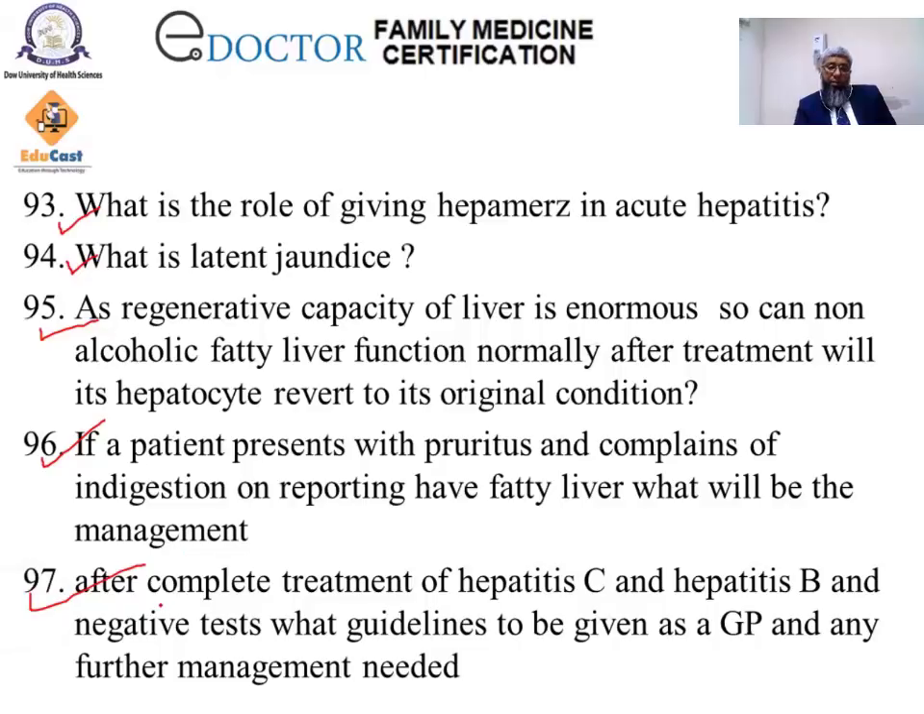Question number 97. After complete treatment of hepatitis C and hepatitis B and negative test, what guidelines to be given as a GP and any further management needed? For hepatitis C or hepatitis B, if you have treated, and the patient was non-cirrhotic, you don't need to put them on anything. But if the patient is cirrhotic for hepatitis C, place them on 6 monthly HCC surveillance, hepatocellular carcinoma surveillance, which is ultrasound every 6 months, and also get alpha fetoprotein every 6 months.